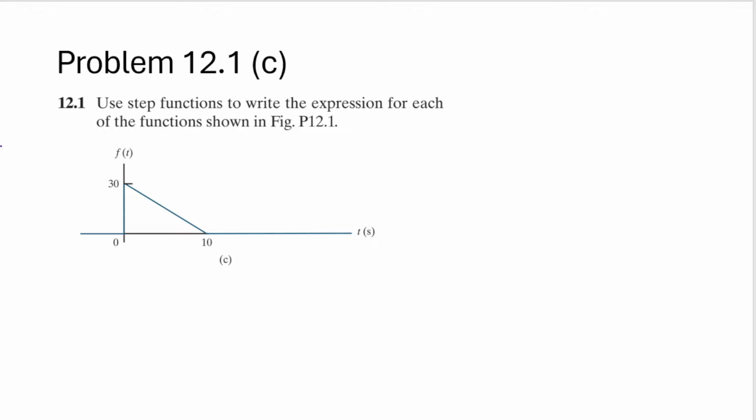Okay, now let's start with this one here. We have this start at 0 and this is 30. So the first thing that we need to do is to write f(t) equal to 30 u(t). Remember, if we have 30 u(t), the function goes like that, and this one has a slope of 0.